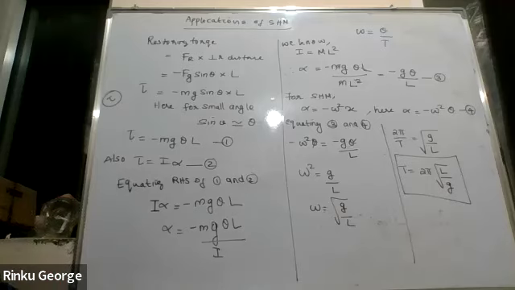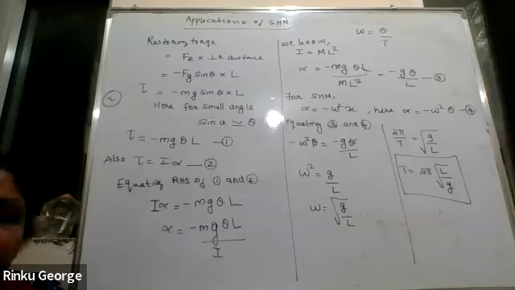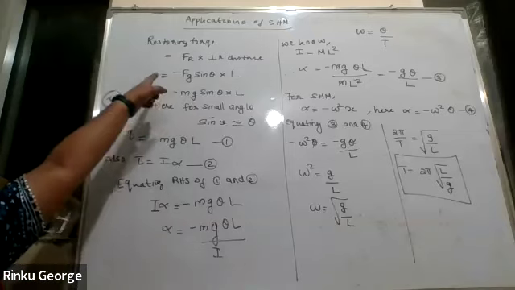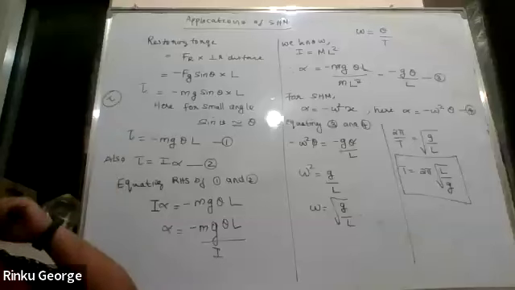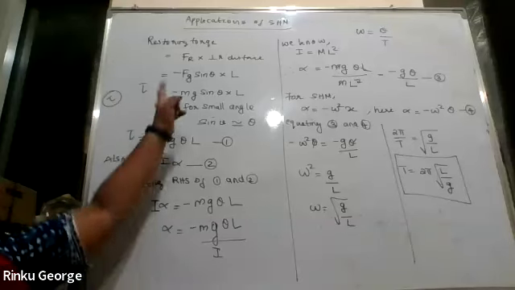Then Grace, what will happen to Fg cos theta? Fg cos theta cancels out with tension. And what will happen to Fg sin theta, Krista? Fg sin theta is the restoring force. Okay. Now start the derivation. Torque is restoring force into the perpendicular distance. So restoring torque is Fg sin theta into L.